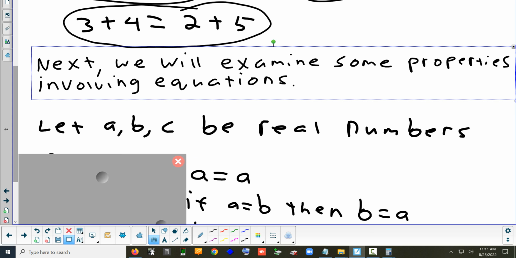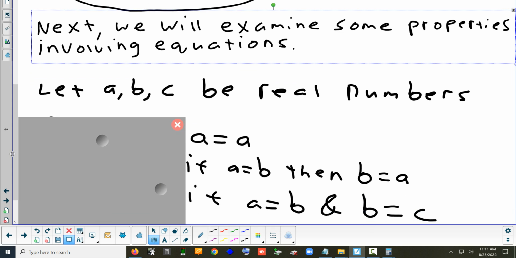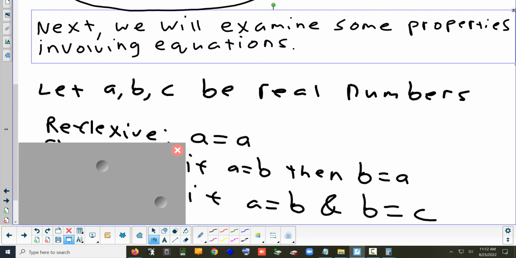Let's start with this one. A equals A. Something is always equal to itself. Does anybody remember what property that is? So not an identity. It's a little different. Identity is when you do an operation like plus 0 and you get itself back. Yeah? Reflexive. Yes. So that's called the reflexive property.